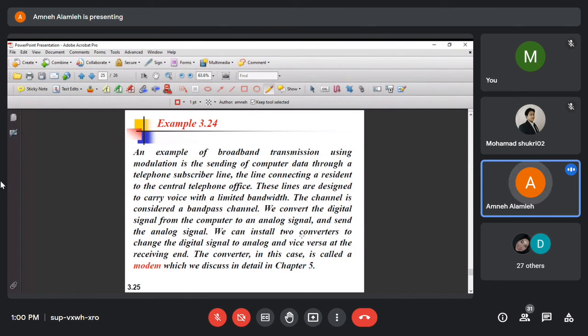We can install two converters to change the digital signal, one at the receiver and one at the sender. This converter, in this case, is called the modem. So at the beginning of the internet, we were using the modem, which we discuss in detail in chapter 5.